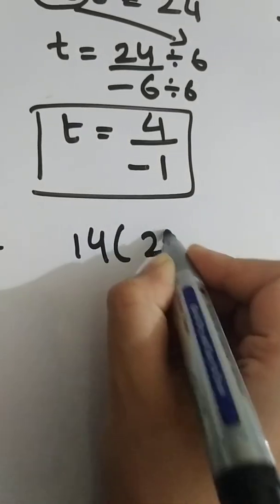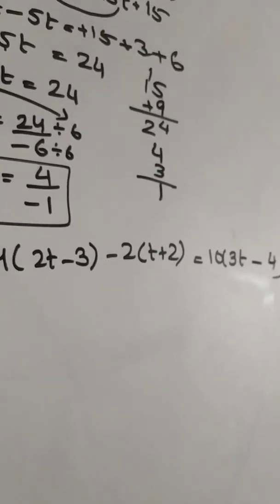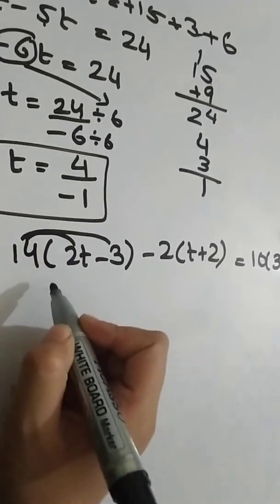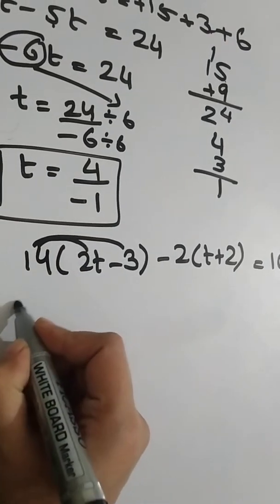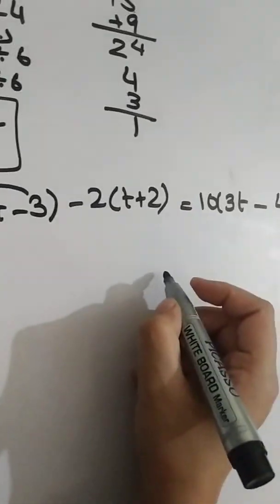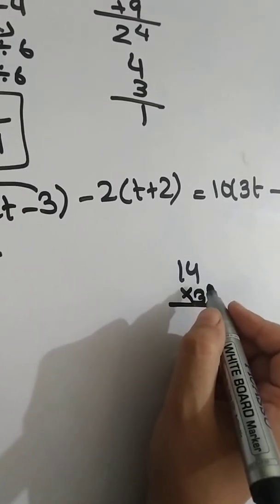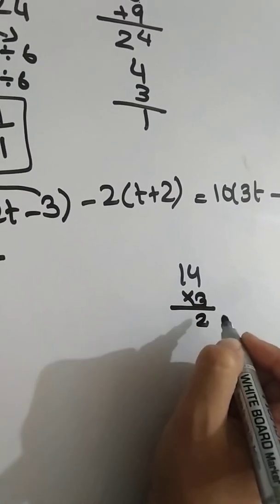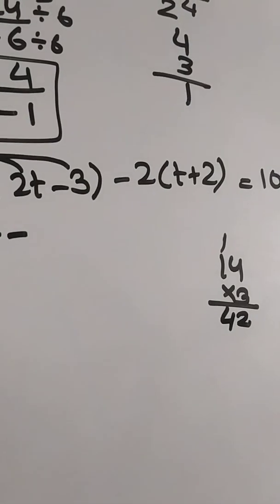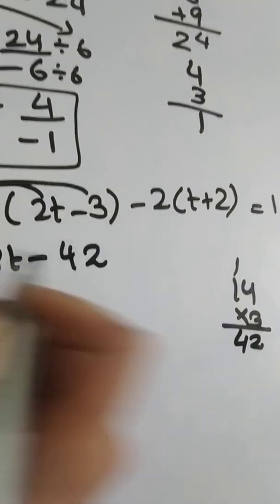14(2t - 3). So this is the question. Here, first multiply 14 with these two terms. 14 twos are 28, so 28t, plus minus minus, 14 threes are 42. 4 ones are 4, 4 twos are 8, 4 threes are 12. 2 will come here and 1 will come as a carry. So 42 will come here.